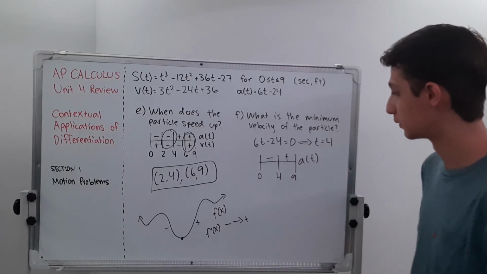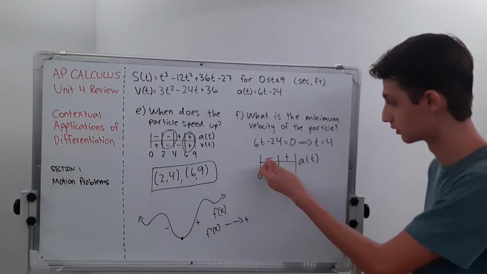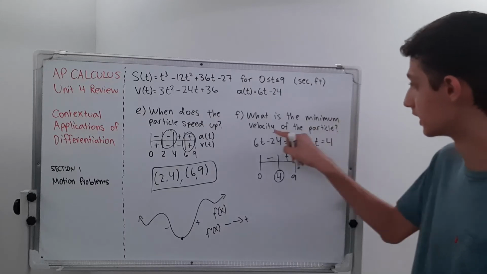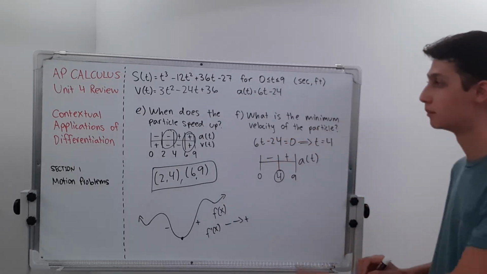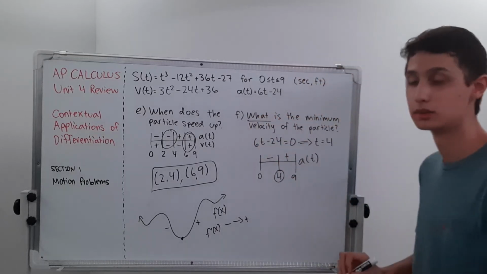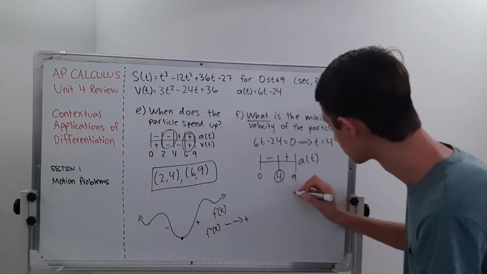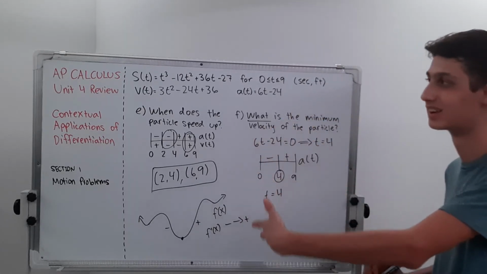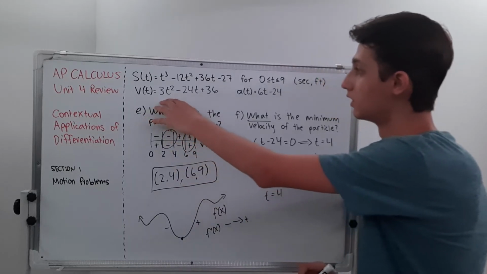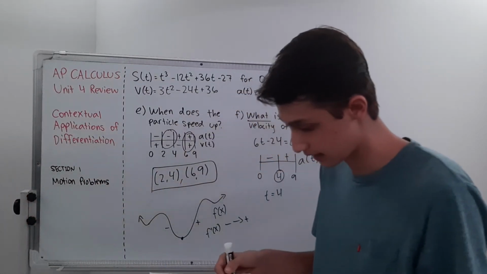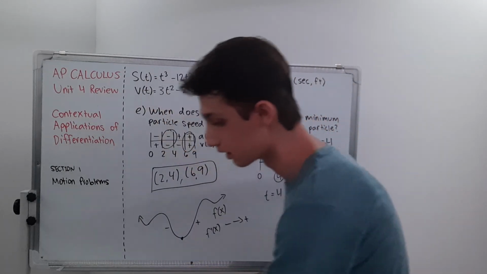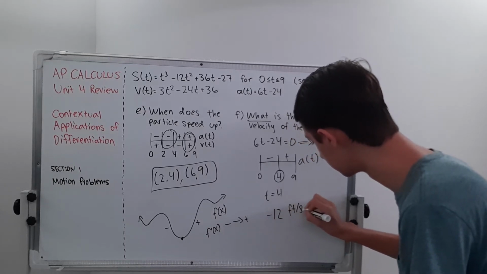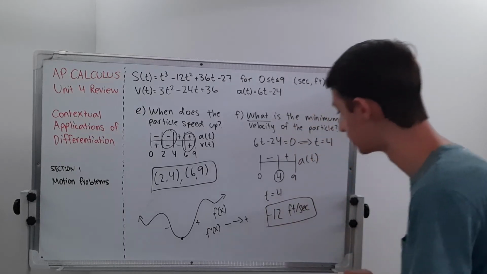So basically, our derivative goes from negative to positive at t equals 4. That means our minimum velocity occurs at t equals 4, but we want to know what it is. We know that it happens at t equals 4, so that's cool, but we want to know what the velocity is when we get there. All we have to do is plug it into here. If we plug it in, what are we going to get? We're going to get negative 12 feet per second. That is our minimum velocity.